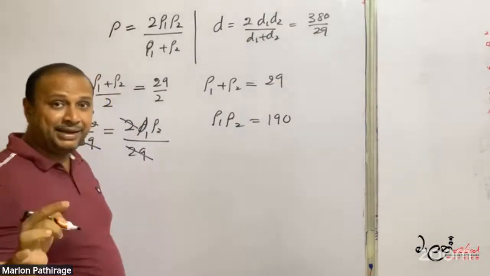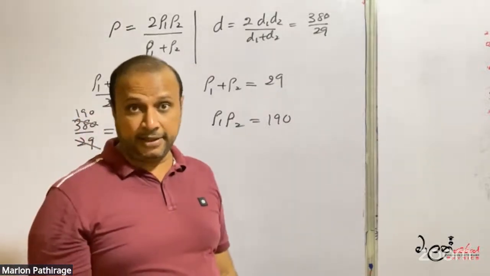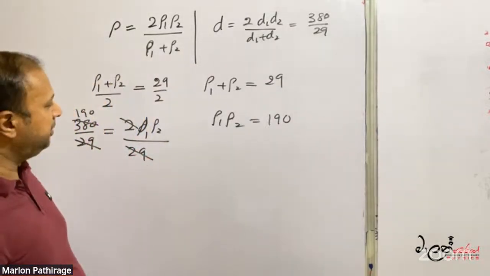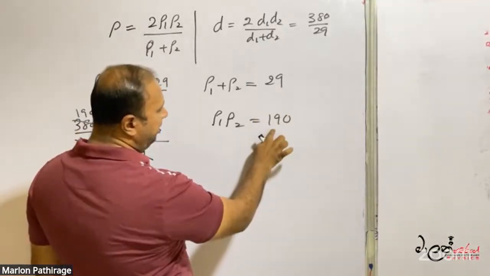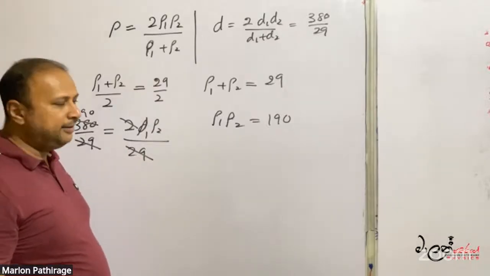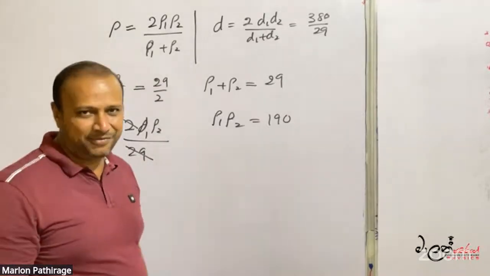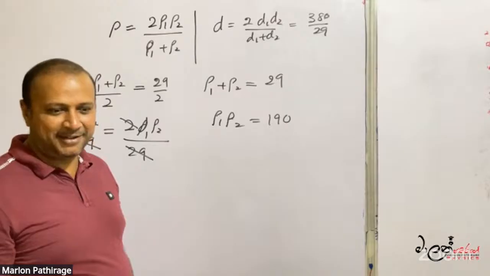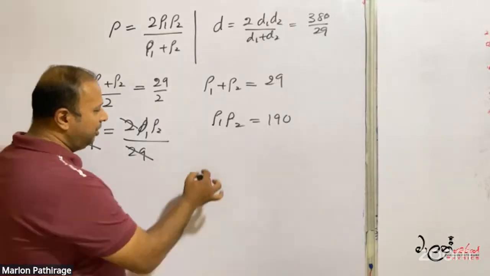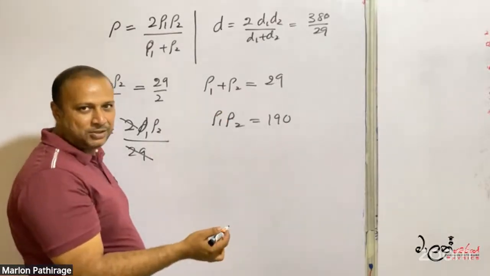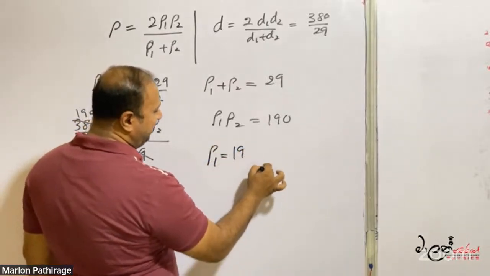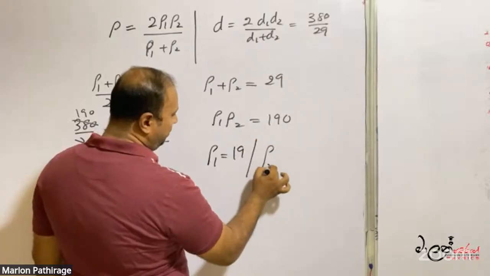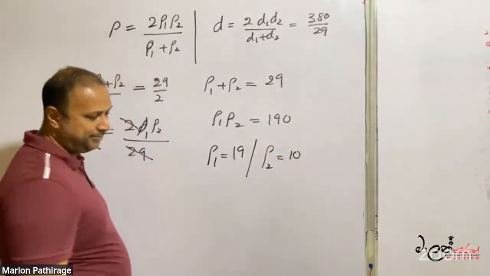Now they are in gram per cubic centimeter. Remember that thing. Now, addition is 29, then multiplication is 190. Therefore, it is very easy: 19 and 10. Therefore, no need to solve again and again. Rho 1 should be 19. Sorry, rho 2 should be 10.